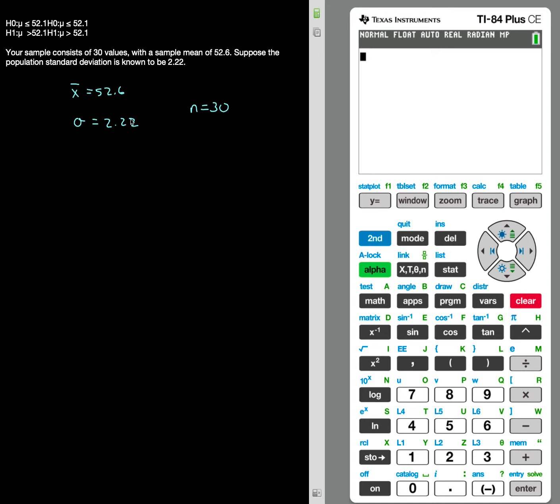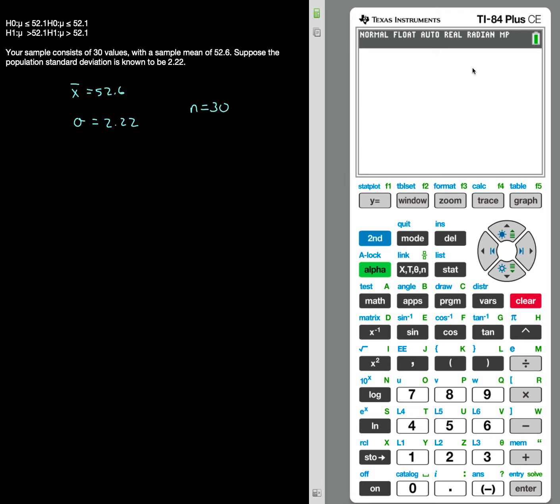You have a sample of 30 values. You're given a sample mean, and then you're given a population standard deviation. So we're going to use what we call a z-test on the graphing calculator. If you were going through the process by hand, you'd use z-scores and all that kind of stuff to find the test statistic. Now the graphing calculator is going to give you the p-value and the test statistic.